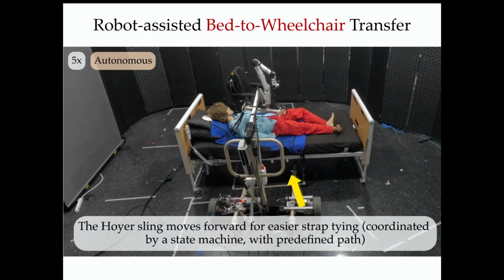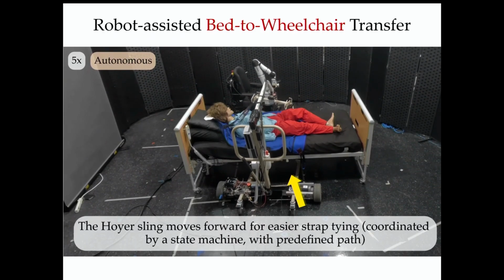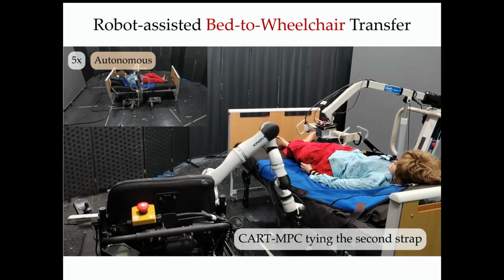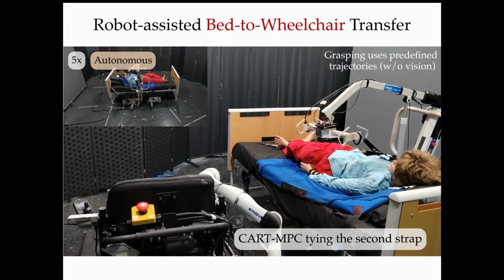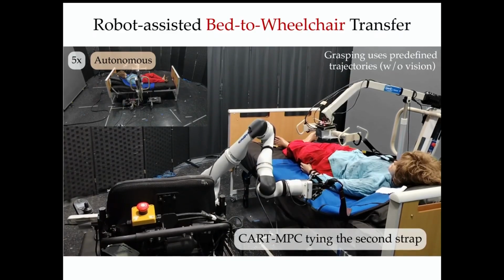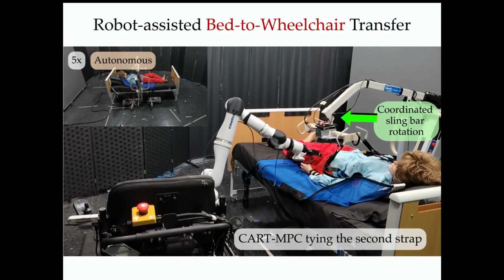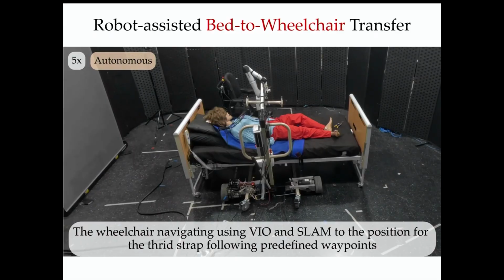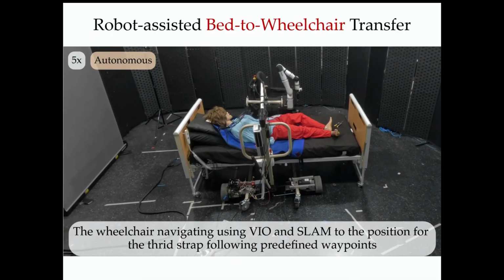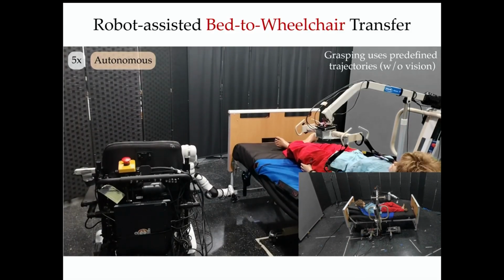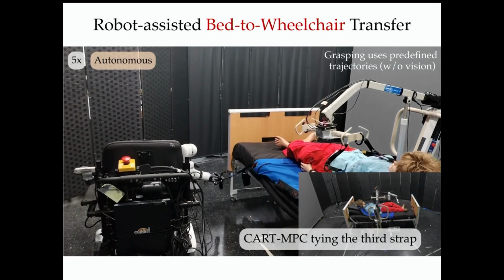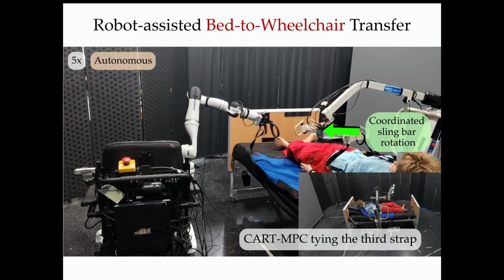Now, to make it easier, the Hoyer sling automatically moved. Everything is autonomous, multi-agent coordination. Then the robot picked up this sling strap, and again to tie it was a multi-agent coordination between the robot's arm and the Hoyer's sling bar. And it kept doing this for all the slings until all the sling bars are tied.